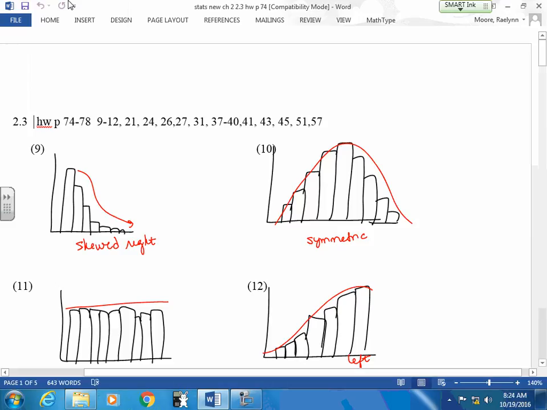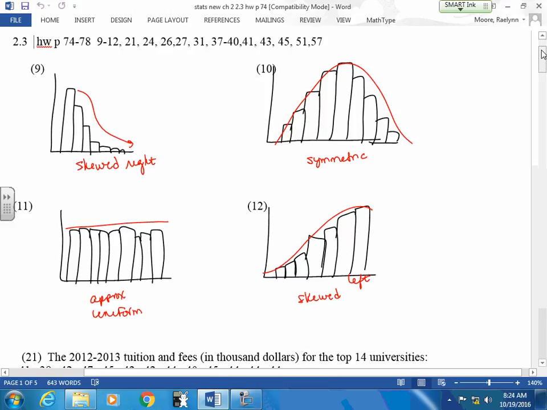Where is your mean, your median, and your mode going? Which measure is your actual measure of the center of your data? The measure of central tendency. That's the most important part.